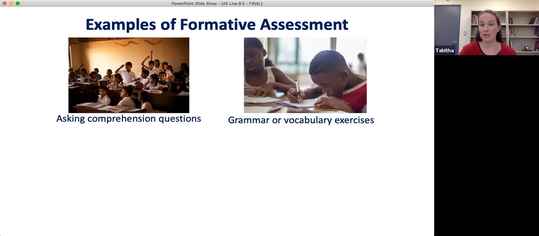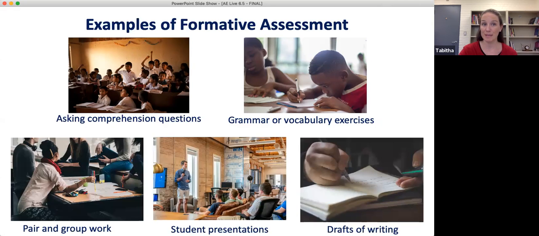So asking comprehension questions can help teachers see students' current understandings. Grammar and vocabulary exercises can show what aspects of language students have mastered and what they still need to work on. Pair and group work can let teachers measure students' interpersonal speaking skills as they work together. Student presentations provide evidence of students' ability to use presentational speaking skills. And drafts of writing show students' current writing abilities.